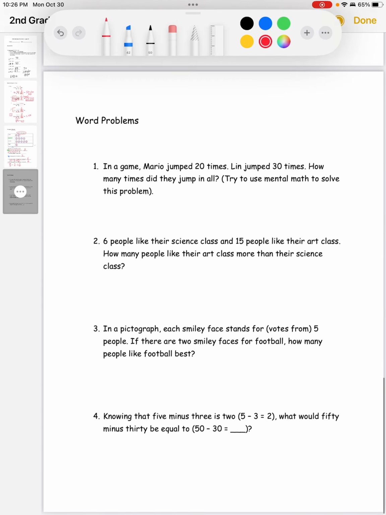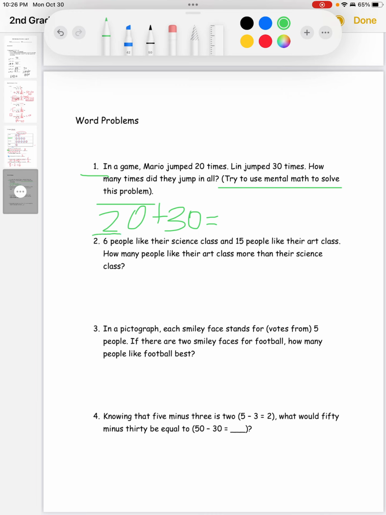Next page. Question number 1. In a game, Mario jumped 20 times. Lynn jumped 30 times. How many times did they jump in all? Try to use mental math to solve this problem. So the equation would be 20 plus 30. And remember how we solved it on the first page?